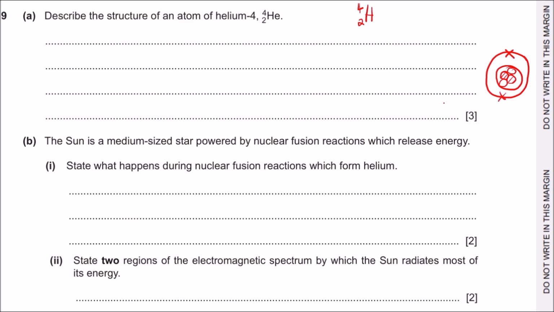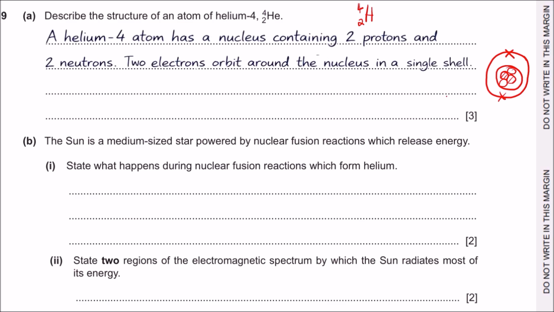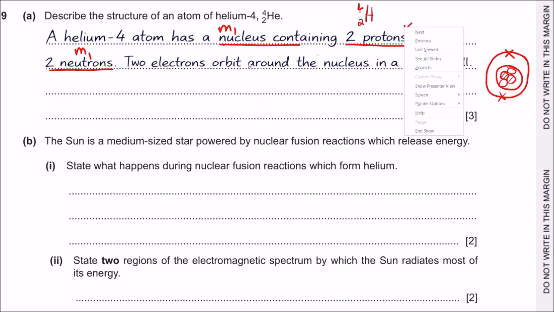So the ideal answer expected of you was a helium-4 atom has a nucleus. So identifying the nucleus, it's method mark 1, containing the constituents 2 protons and 2 neutrons. This is method mark 1. It has a nucleus and its constituents protons and neutrons.